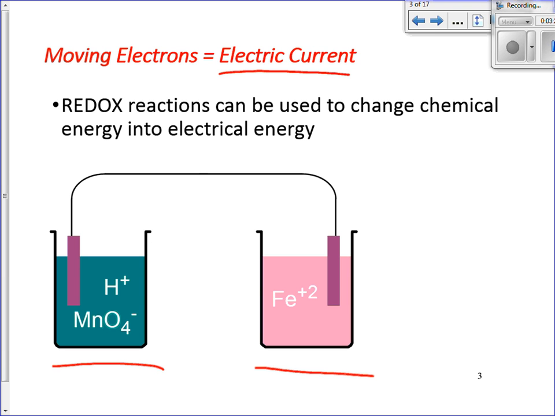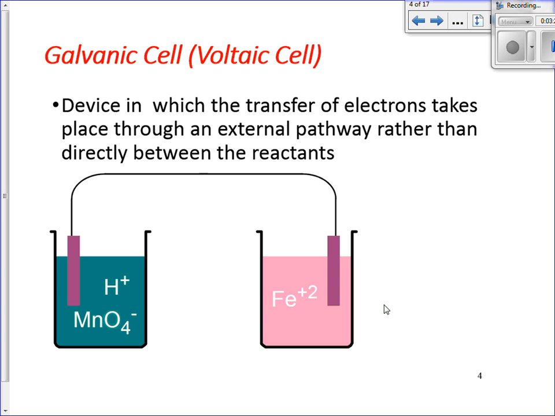So first, before we label anything, go ahead and write down the definition of the galvanic or voltaic cell: the device in which the transfer of electrons takes place through an external pathway rather than directly between the reactants. As you can see, they're set up in separate chambers for that particular reason. One chamber has one half reaction going on, and the other chamber has the other half reaction going on.